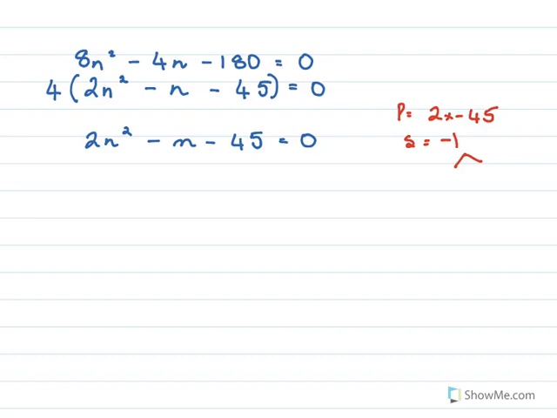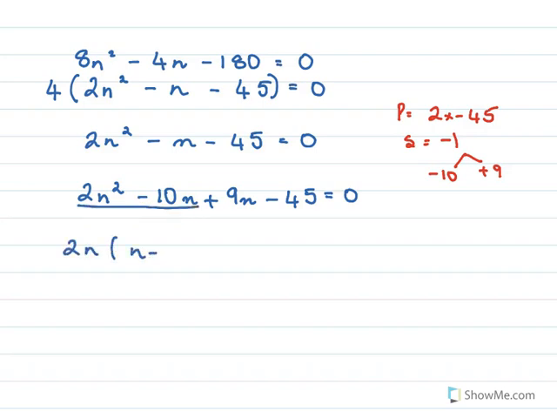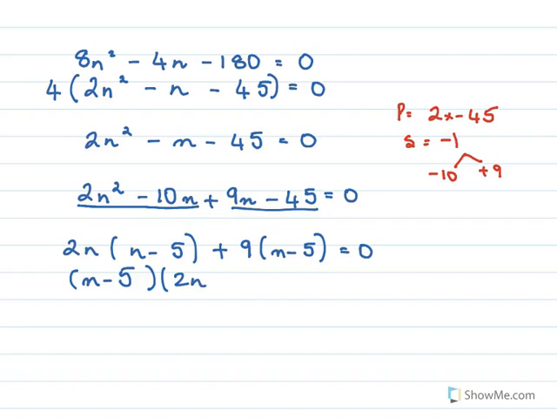And if you work this out, your factors will be minus 10 and plus 9. So we'll put them out. 2n square minus 10n plus 9n minus 45 equals 0. From these two terms you will take 2n common out, so what remains is n minus 5, and from these two terms we'll take 9 common out, n minus 5 equals 0. So we have n minus 5 in one bracket and 2n plus 9 in the other bracket.